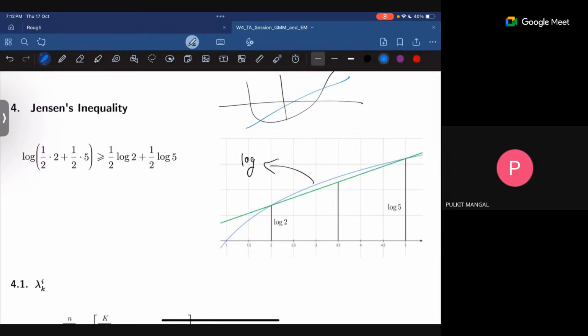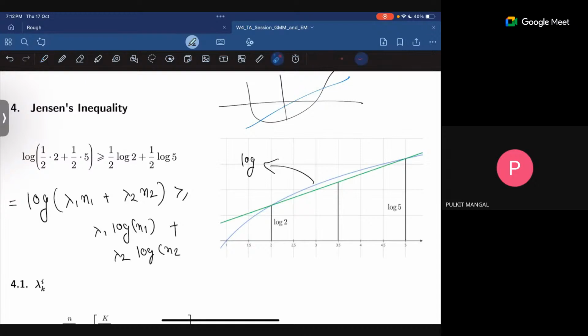So the actual inequality is like this: log of lambda 1 x1 plus lambda 2 x2 would be greater than or equal to lambda 1 log of x1 plus lambda 2 log of x2. Okay, so this is the inequality form.